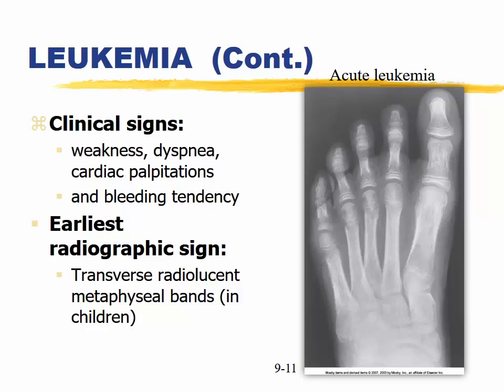The earliest radiographic sign is usually transverse radiolucent bands at the metaphyseal ends of the long bones, most commonly about the knees, ankles, and wrists. In addition to the radiolucent metaphyseal bands, there is bone destruction with cortical erosion involving many metatarsals and proximal phalanges in this image.